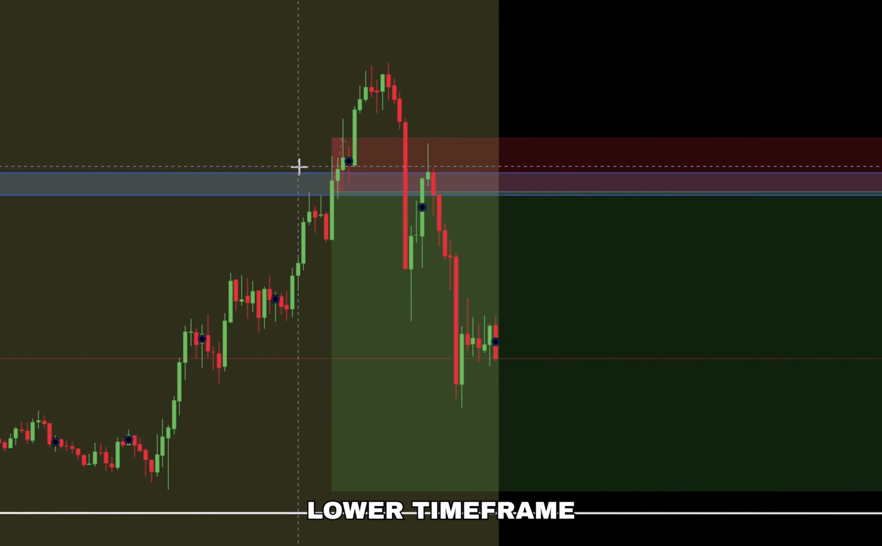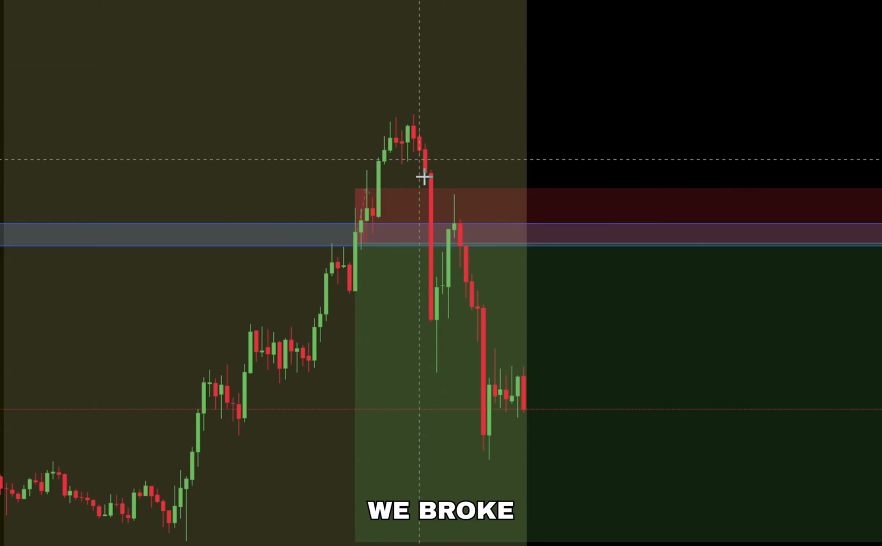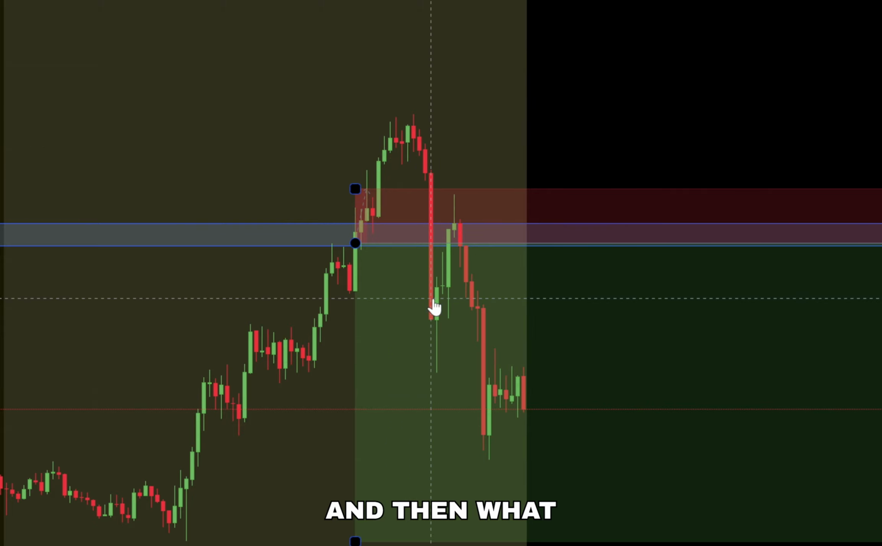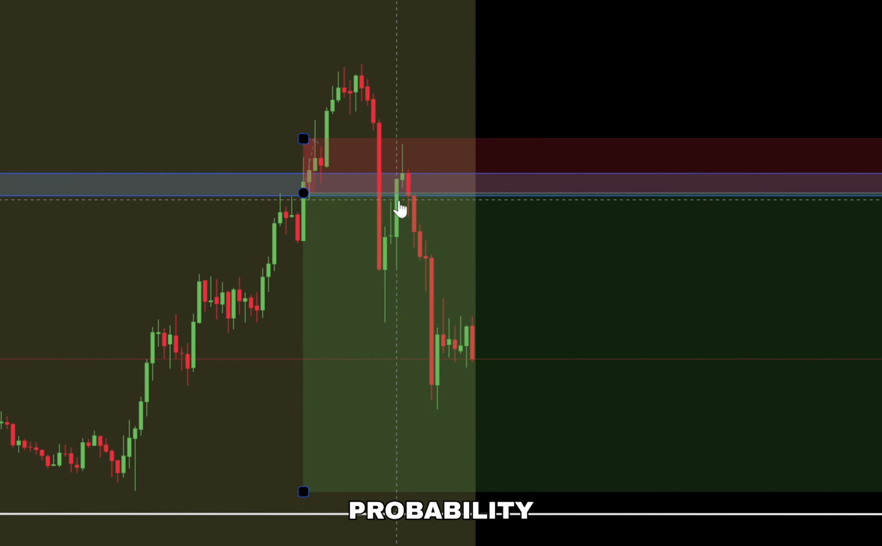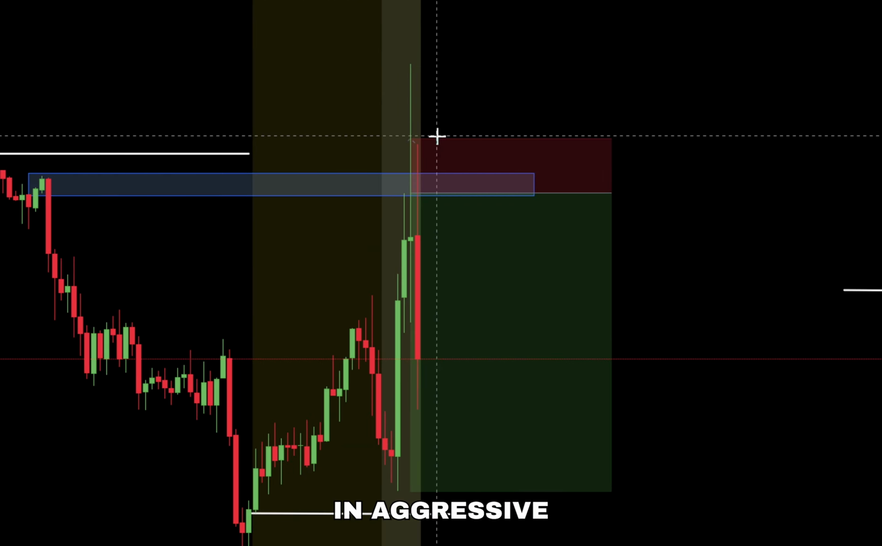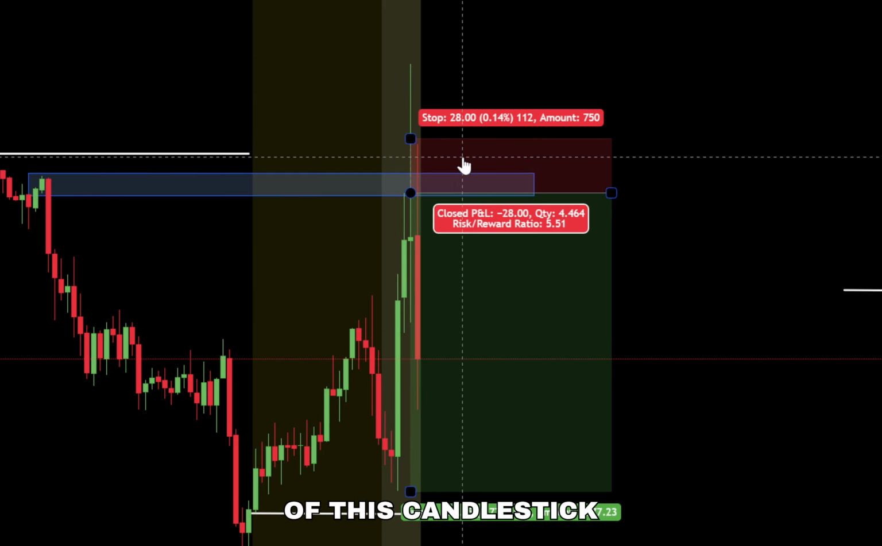If we go on the lower time frame, we can see this clear as day. Here you can see that we broke below this structure. And then what? We pulled back. At this pullback, this is a very high probability pullback. But I like getting in aggressive, so I just got in at the rejection of this candlestick.